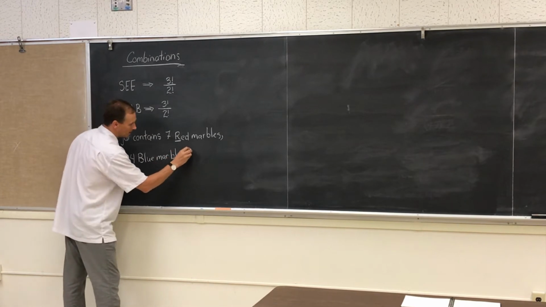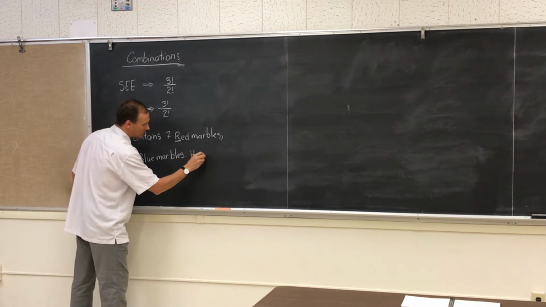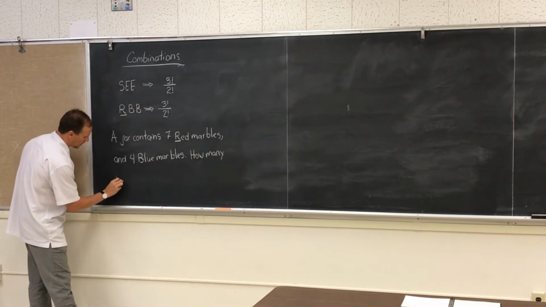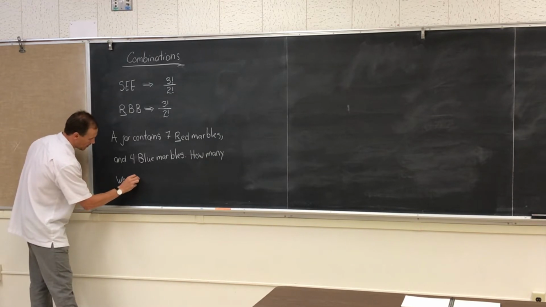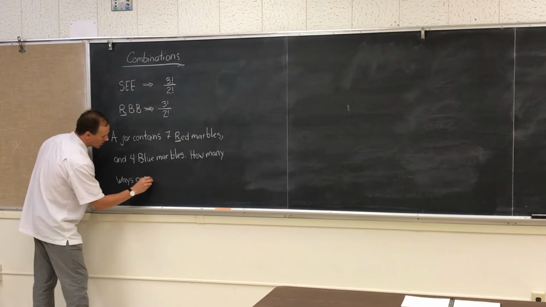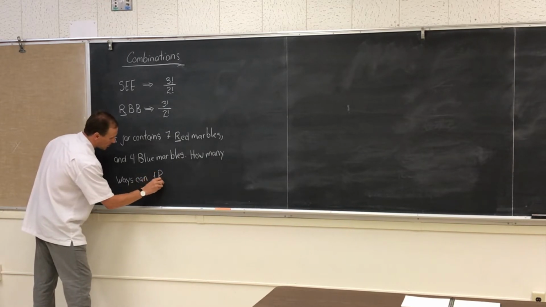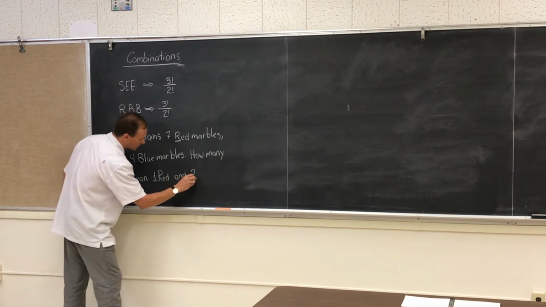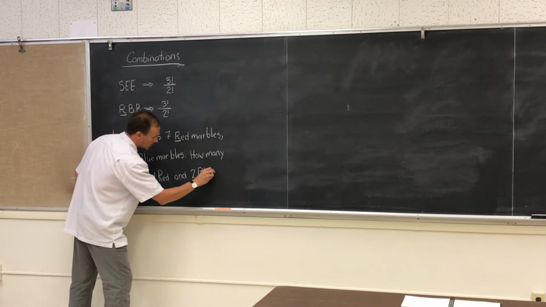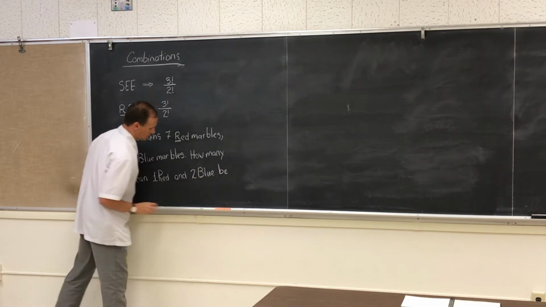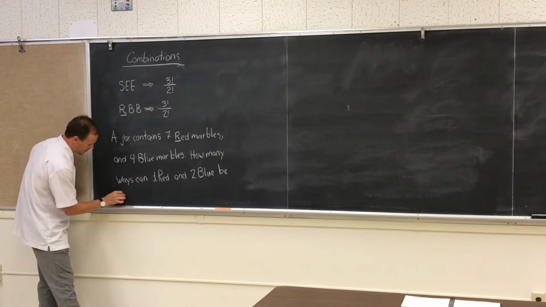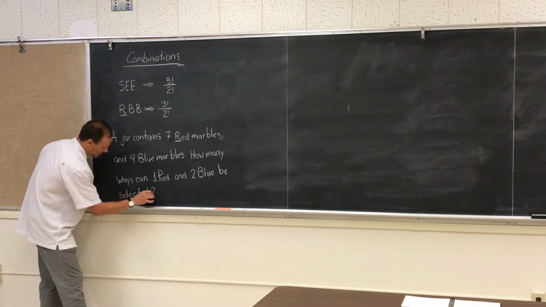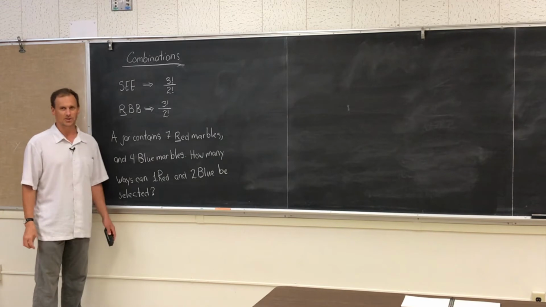Okay, how many ways can 1 red and 2 blue be drawn? And 2 blue be selected. Okay, I'm going to use this last little bit of real estate here. Hopefully it's be selected. Question mark. How many ways? That's the question of the day.